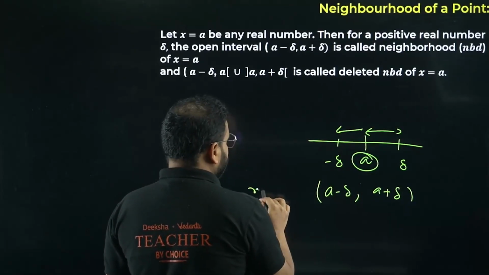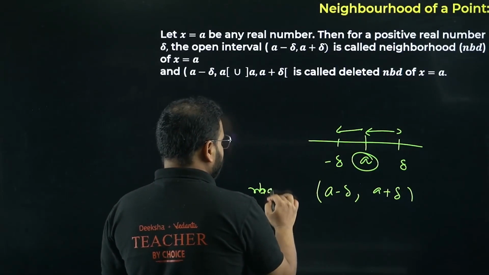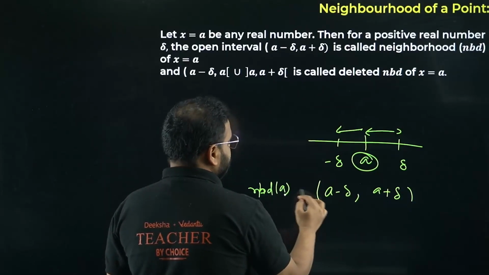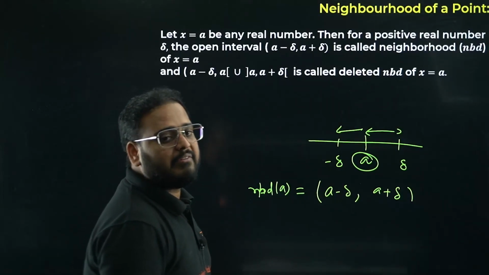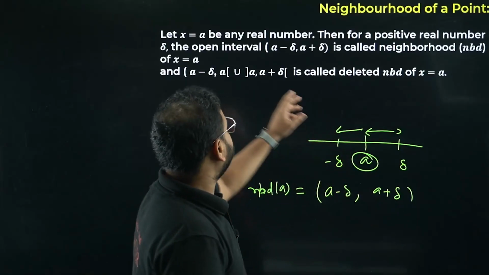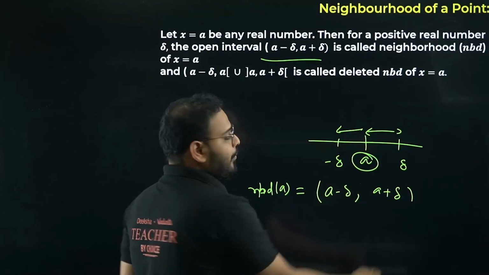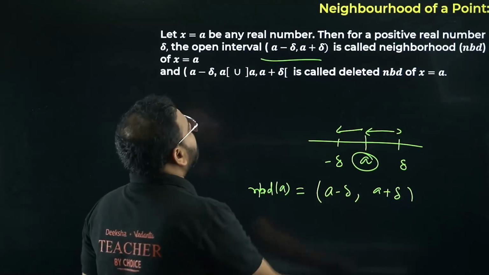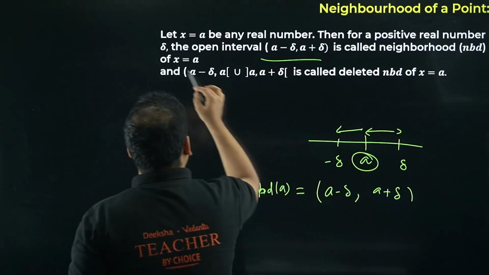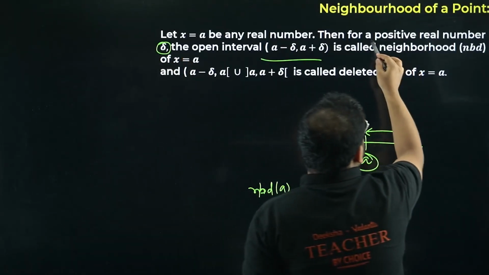It's called the NBD, neighborhood of the point A, sir. Please check. Neighborhood of A will be given by a minus delta to a plus delta. Have a look. Again, very important, open brackets. What is delta? Delta will be a very small positive value.